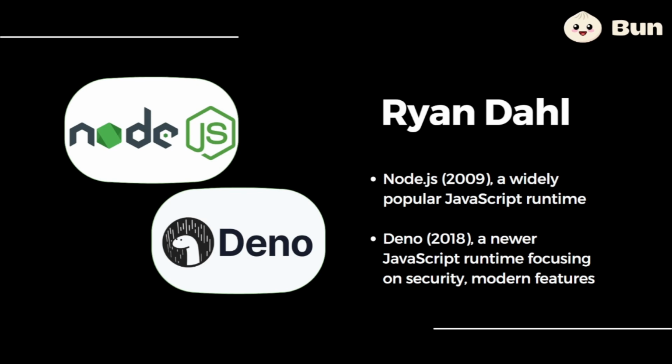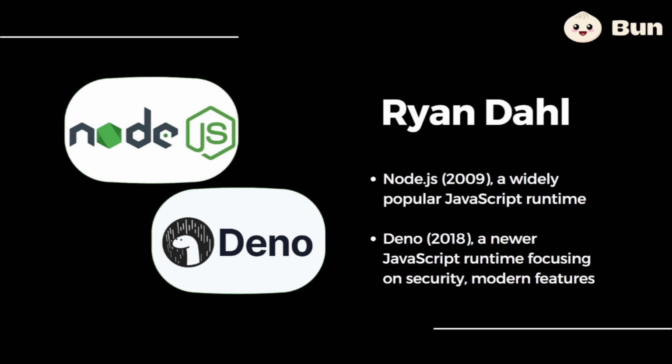But do we have to use Bun, or switch to Bun, when we already have Node.js and Deno as JavaScript runtimes? And for anyone who has never heard about Deno, Deno is a newer JavaScript runtime that focuses on security and modern features. Unlike Node.js, Deno by default avoids many common security pitfalls by having built-in permissions and not requiring a package manager. And both of these are being developed by Ryan Dahl.